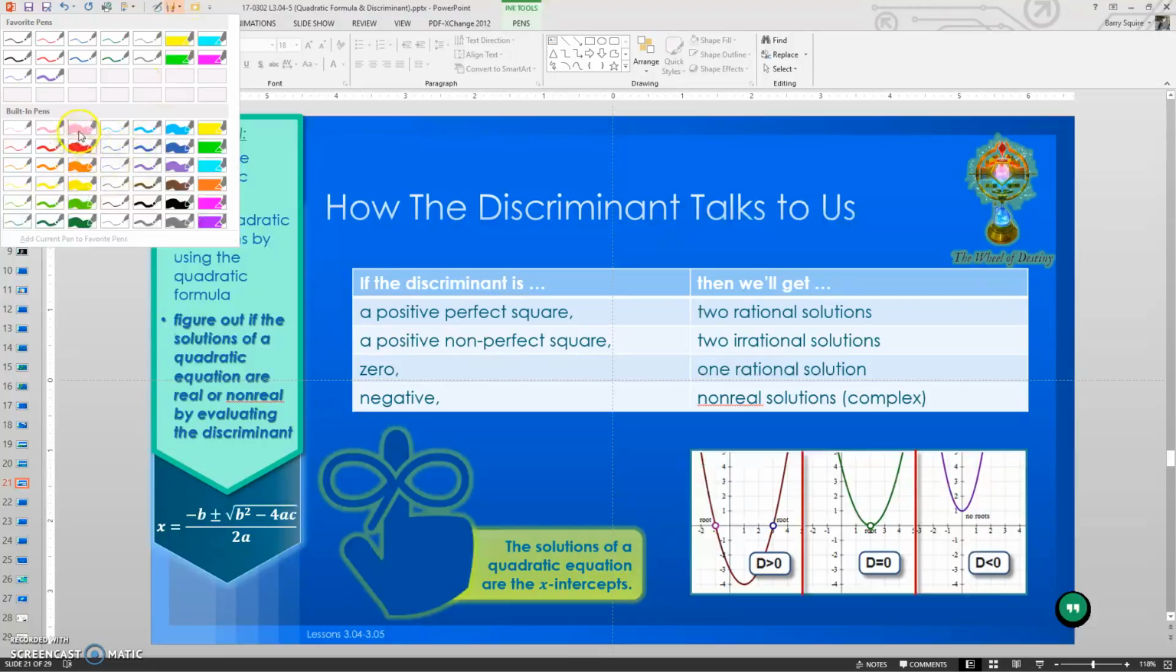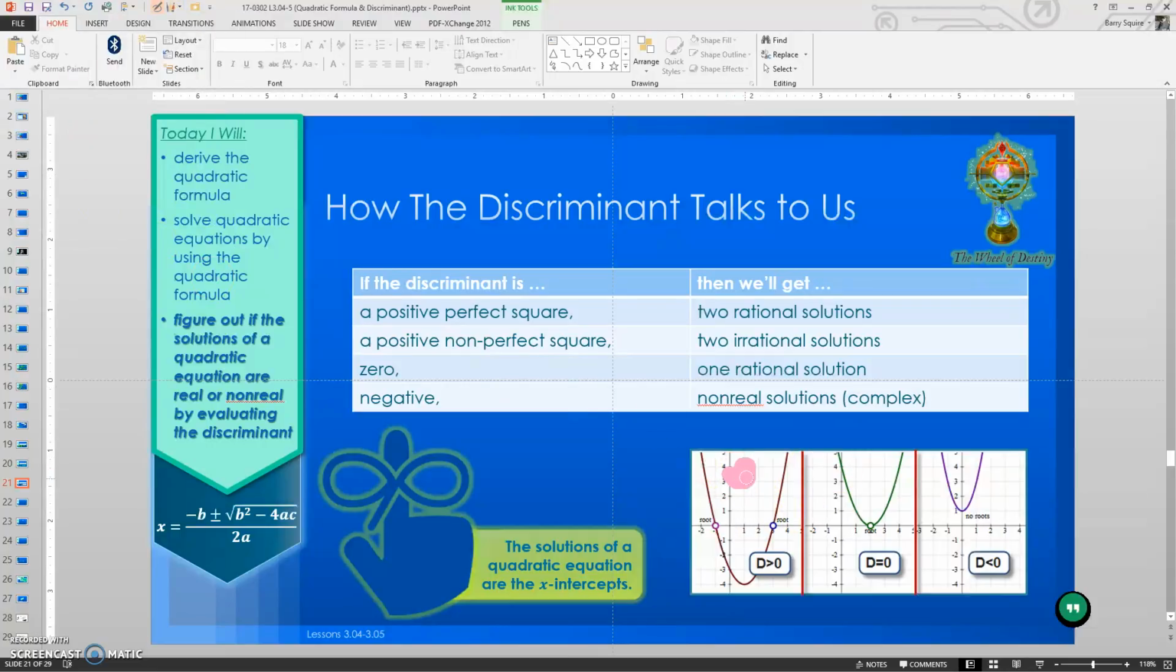So if our discriminant right here comes out to be positive, then we will get two separate solutions. Now it's not saying whether these are real solutions or rational or irrational, but it doesn't matter because irrational and rational numbers both fit on the same number line. So this is showing that it could be either or. That's one of the reasons why this is really helpful for us.